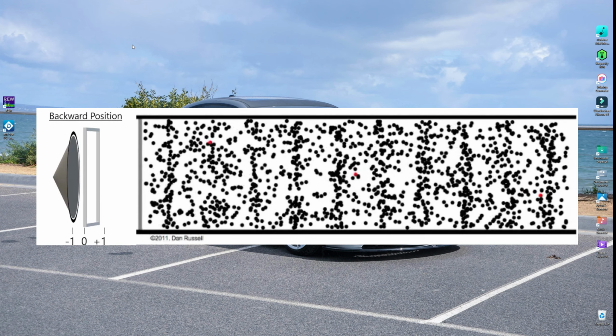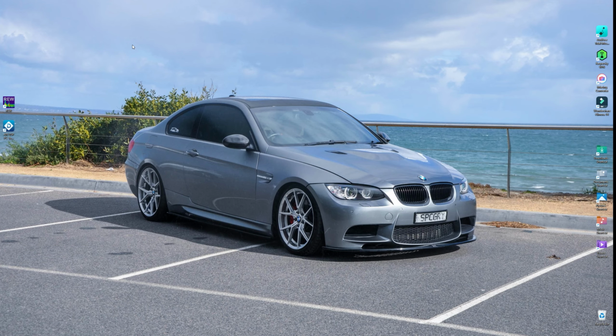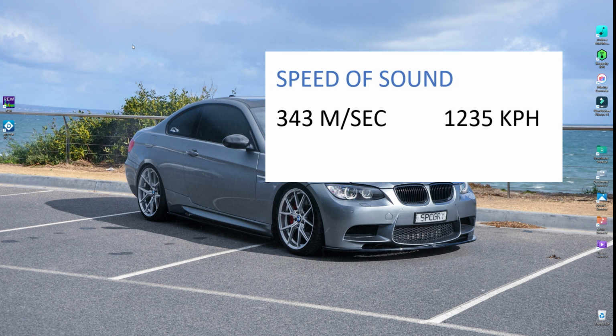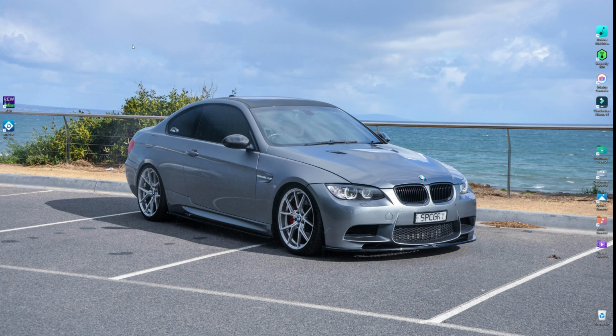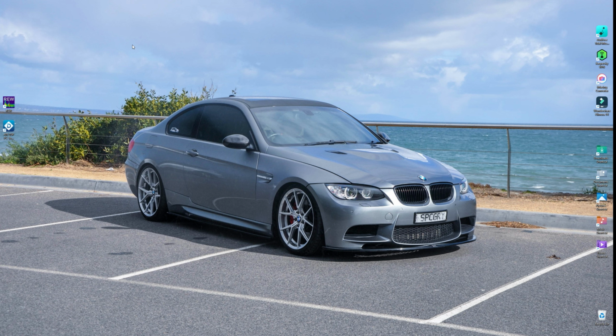This wave or disturbance through the air moves at a constant speed that we call the speed of sound. Now, if you're in the metric system, that's 343 meters per second or 1235 kilometers per hour. Or if you're in the imperial system, that's 1125 feet per second or 767 miles per hour, which is bloody quick and explains why sound fills a room, or in our case the cabin of our car, instantaneously.